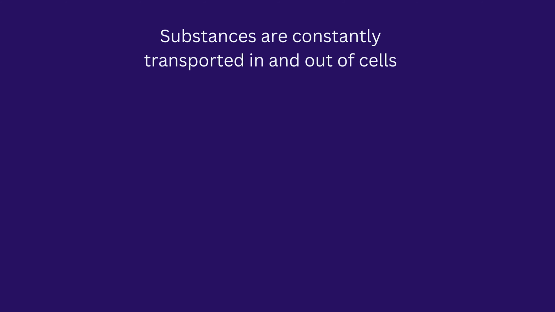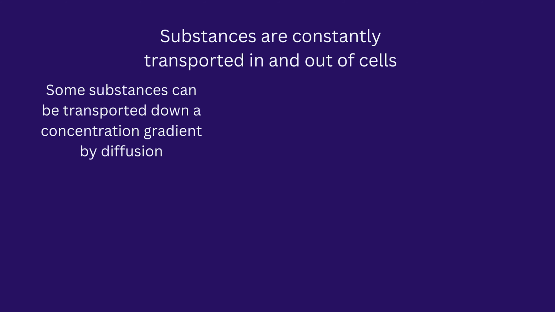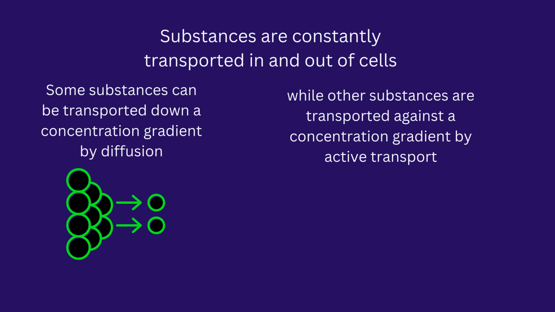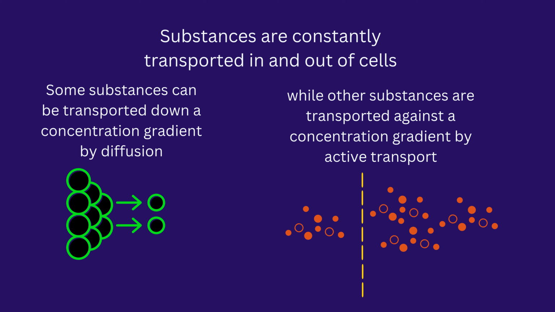Substances are constantly transported in and out of cells. Some substances can be transported down a concentration gradient by diffusion, meaning they're moving from where there are more to where there are less. While other substances are transported against a concentration gradient by active transport. These substances are moving from where there are less substances to where there are more.